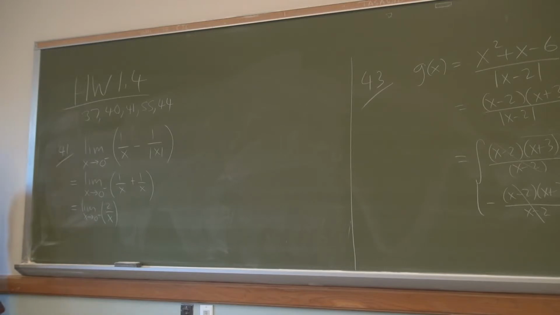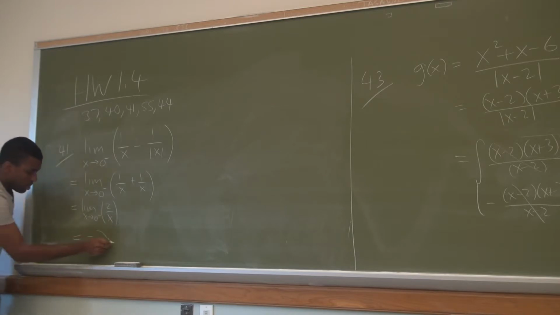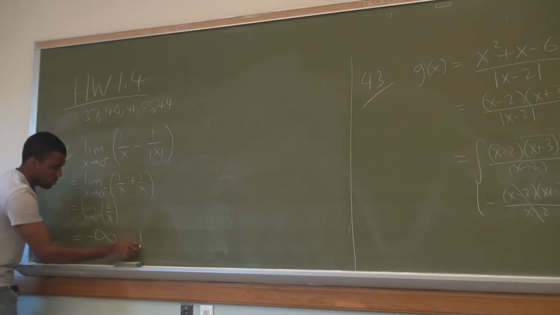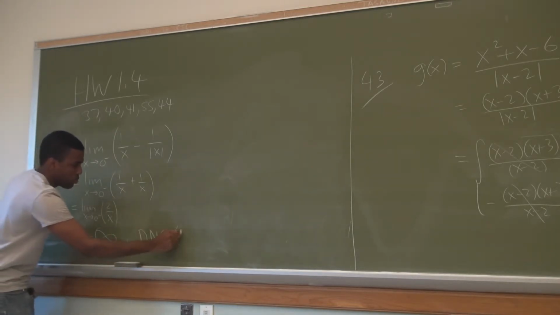So as far as 1.4 is concerned, this doesn't exist, but when we get to 1.6, we're going to call this negative infinity. So it's negative infinity, or does not exist with our 1.4 knowledge.